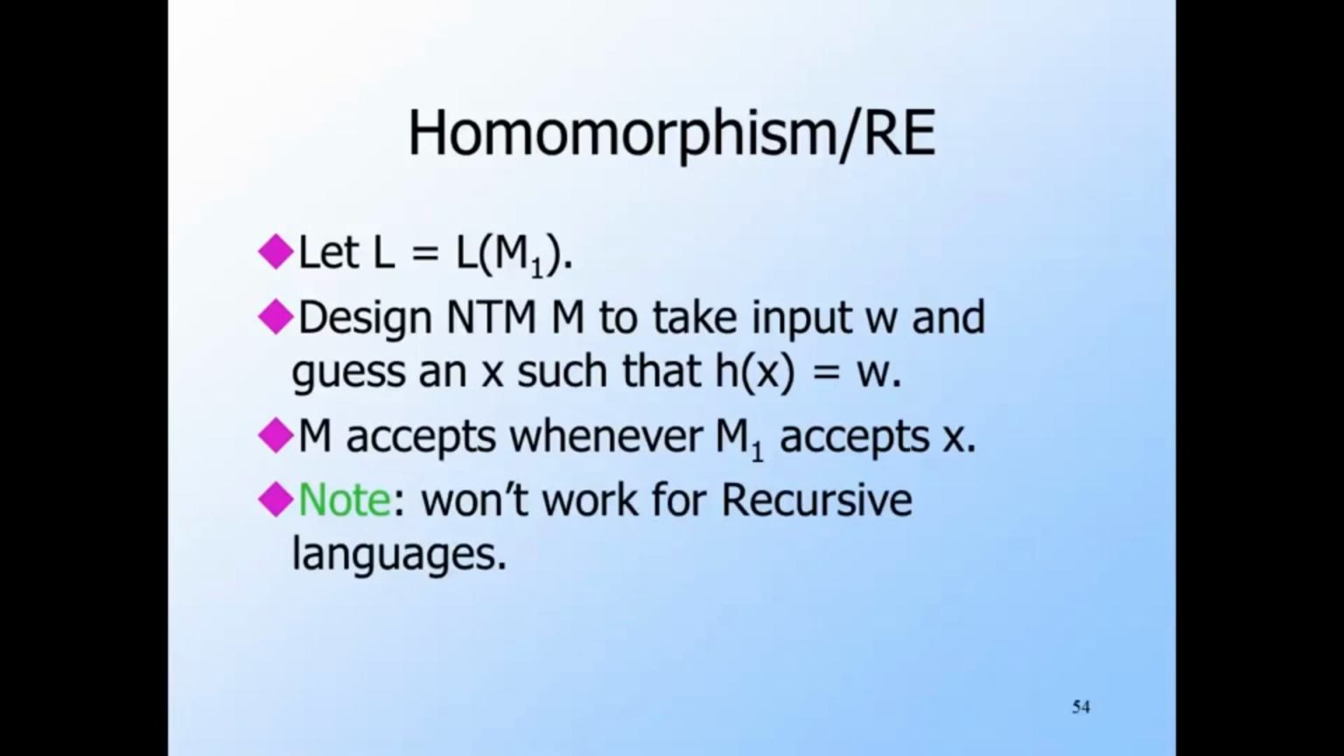This construction won't work for the recursive languages. The reason is that if H maps some symbols to epsilon, then the string X that M1 accepts may be arbitrarily long, and M may have to simulate an infinite number of possible X's. It can never be sure that there is no X in L for which H of X equals W.